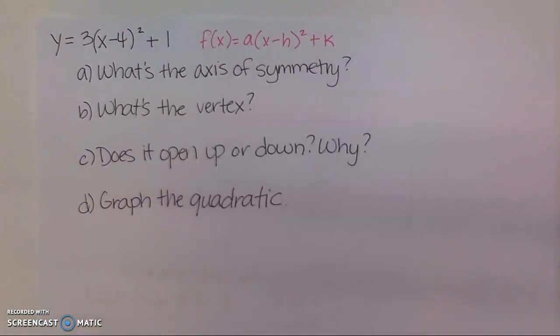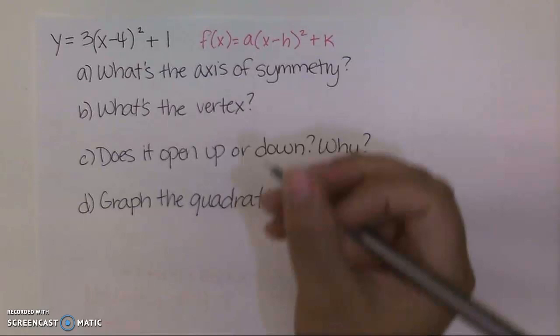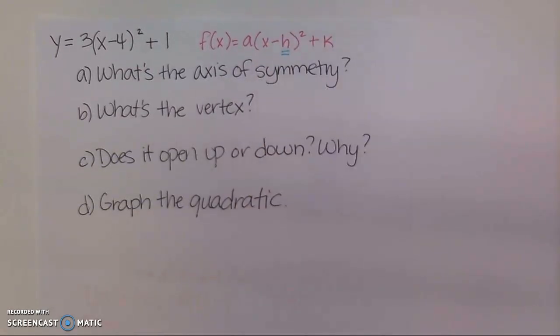So you'll see that this example that I have up here, 3 times x minus 4 squared plus 1, is in vertex form for us already. So we can tell a lot about this quadratic just by looking at that equation. The first thing that we can tell is the axis of symmetry. The axis of symmetry is always going to be your h.